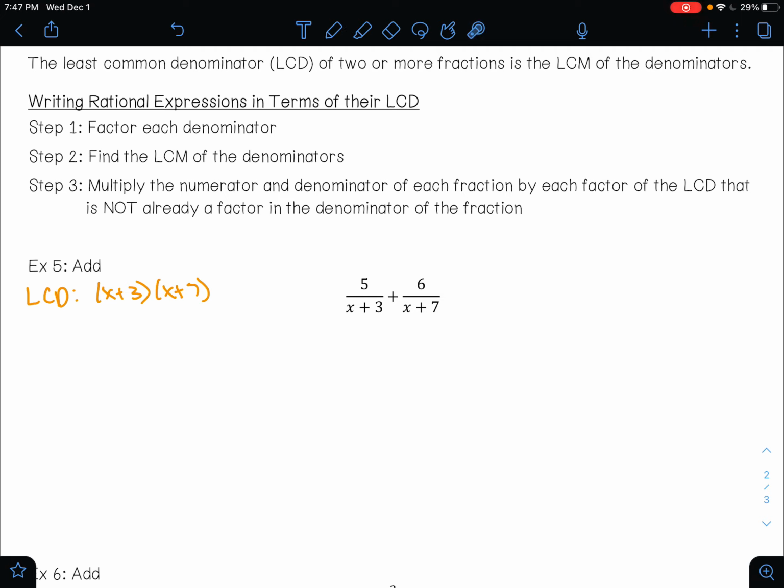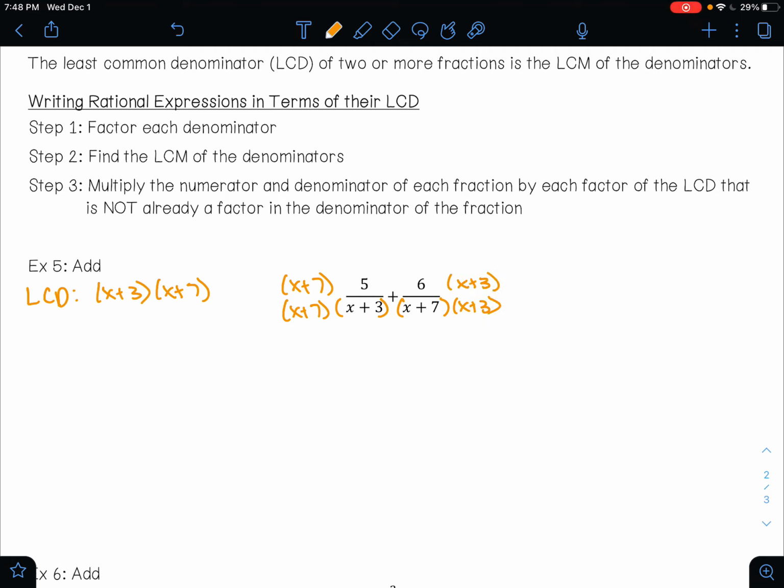So now that I know what my LCD is, what I'm going to do is multiply each fraction by what factor it is missing. This fraction has x plus 3, so it's missing the x plus 7. So I'm going to multiply this fraction top and bottom by x plus 7. This fraction has x plus 7. It's missing the x plus 3. So I'm going to multiply this fraction top and bottom by x plus 3.